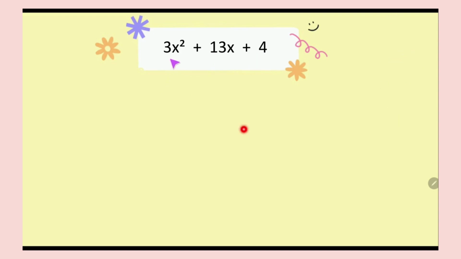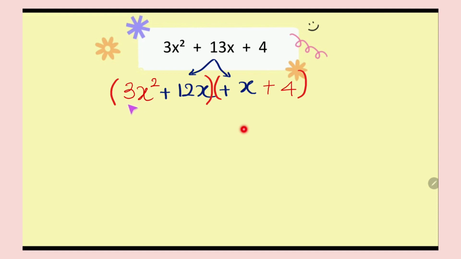All right. So first you write the first term as it is, and then the last term as it is, and now you split the middle term. We already found that 12 and 1. When you have 1, you can say 1x or you can just say x. So 12x and x.